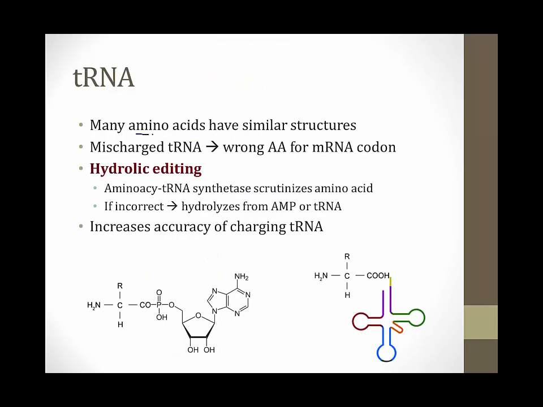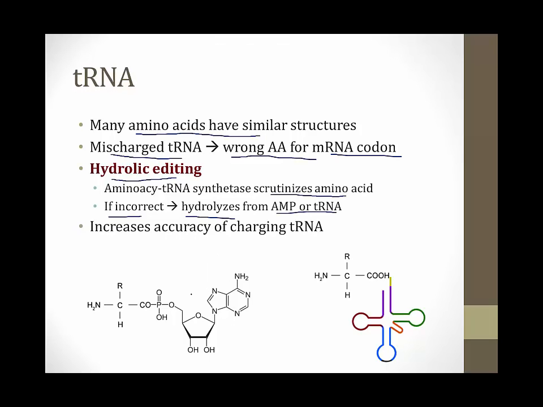Now, many amino acids have similar structures, and if tRNA is mischarged with the wrong amino acid, it means the wrong amino acid will be inserted into a protein for a given mRNA codon. Luckily, this is avoided by a process called hydrolytic editing. Aminoacyl-tRNA synthetase can scrutinize the amino acid and determine if it is correct or not. If it's incorrect, it can hydrolyze the amino acid either from AMP or from tRNA.